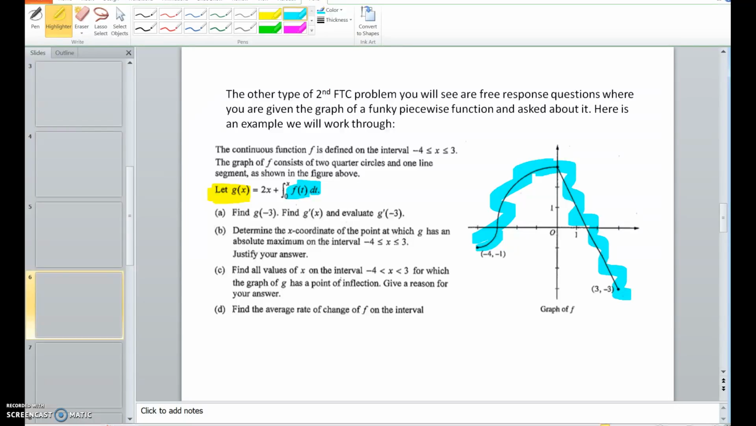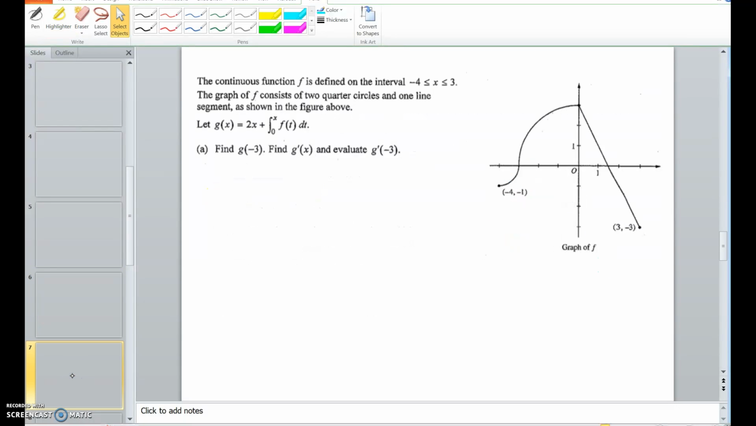Okay, so I think the next few slides break up the problem so that we have some space on the slide to work. But part A is pretty simple, and it's where we're going to end up using the second fundamental theorem of calculus. So part A just says find g of negative 3, find g prime, and then find g prime of negative 3. So the equation for g of x is given right here. So if I want to find g of negative 3, just plug in negative 3 for x, 0 to negative 3.